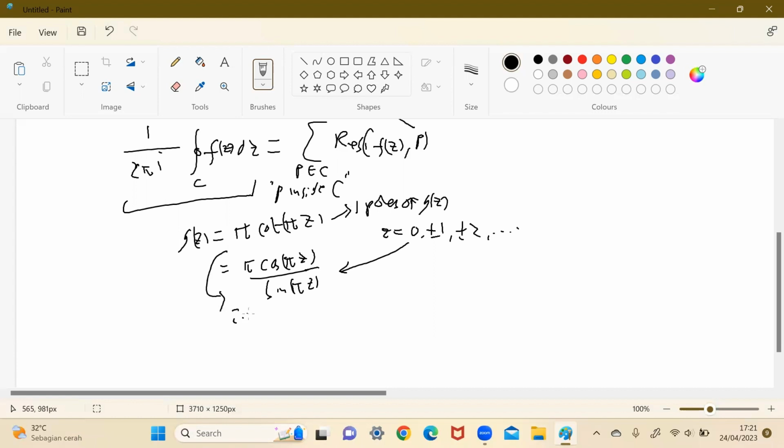Second, the residues of g(z) at each of the poles that we just found is equal to 1 at each pole. So the residue is equal to 1 for each pole, basically just to hand wave it a little bit.